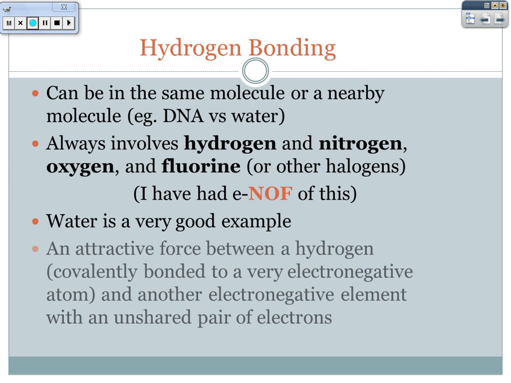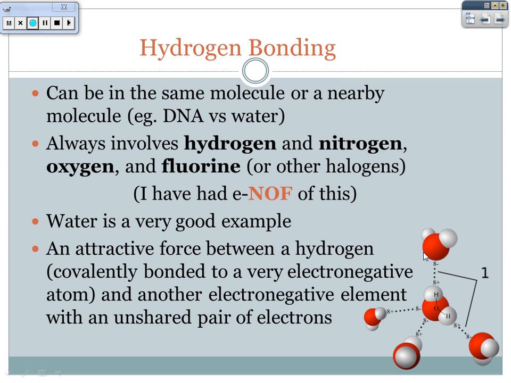Water is a really good example. So what happens is that there's an attractive force between a hydrogen, which is covalently bonded to a very electronegative atom, and another electronegative element with an unshared pair of electrons. So let's look at water, because it's a really good example. So here you have a water molecule where you have oxygen and hydrogen, which are covalently bonded, and oxygen is a very electronegative element that also happens to have 2 lone pair electrons. And so those lone pairs create a negative charge, or a negative dipole near the oxygen, wherein the hydrogen has a positive dipole. And so then the positive hydrogen is attracted to the negative oxygen.